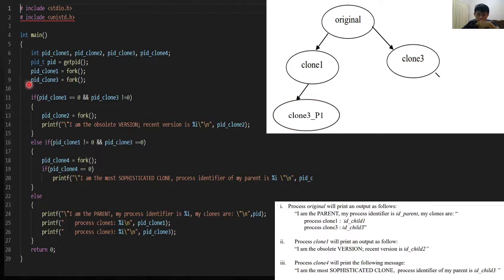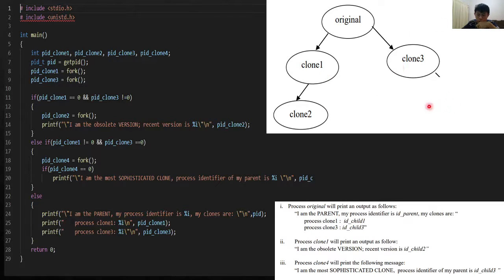But actually, line 9 will create two processes which are clone 3 and clone 3P1. Since we want clone 2 to be created from clone 1 only, we will do a conditional checking at line 11. At line 11, when clone 1 is child and clone 3 is not child, the clone 2 process will be created by forking it from clone 1 process. Then the relevant output will be printed. Okay, so this is what happened at the left hand side.